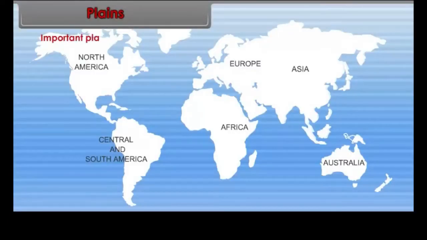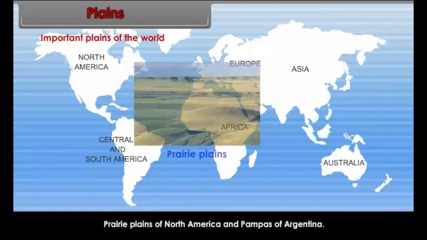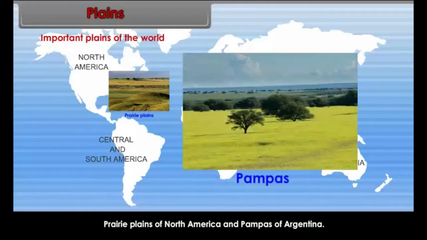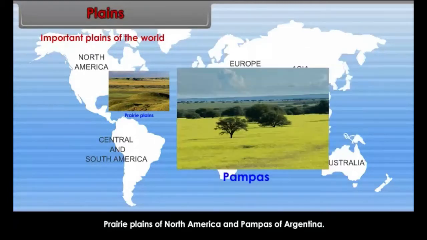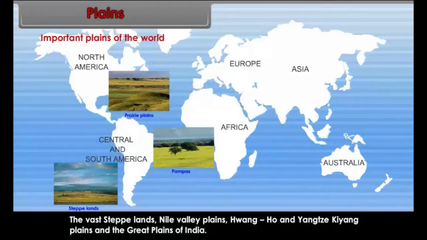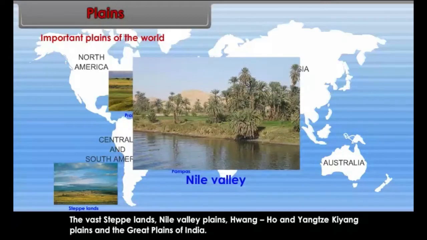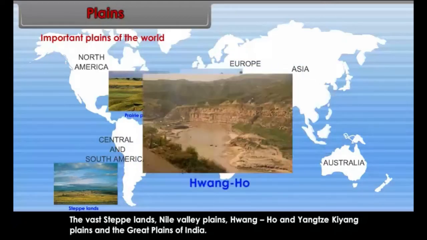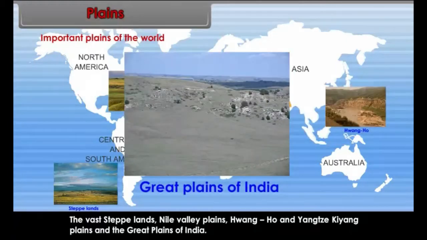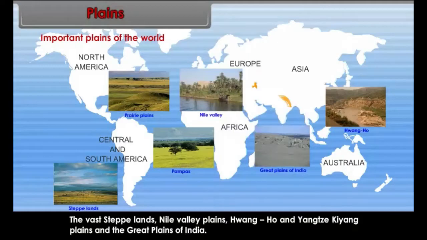Some of the important plains of the world are the following: Prairie Plains of North America and Pampas of Argentina, the vast steppes, Nile Valley Plains, Huanghe and Yangtze-Kiang Plains, and the Great Plains of India.